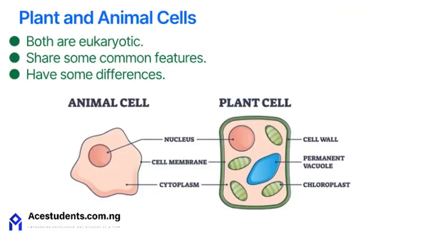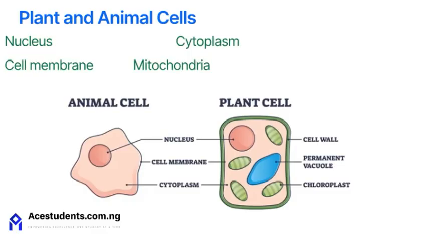Plant and animal cells are both eukaryotic cells, meaning they have a nucleus and other structures enclosed in membranes. However, they also have some key differences. Both plant and animal cells have common structures such as the nucleus, which controls the cell's activities. Cytoplasm, where chemical reactions occur. The cell membrane, which controls what goes in and out. And mitochondria, which provide energy.